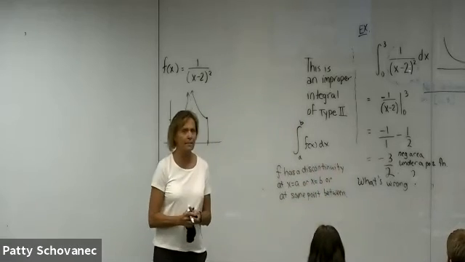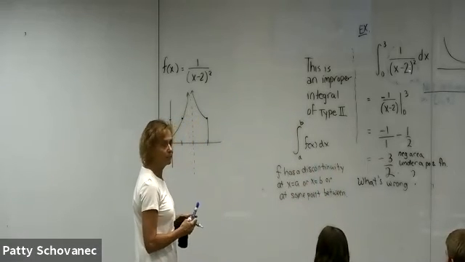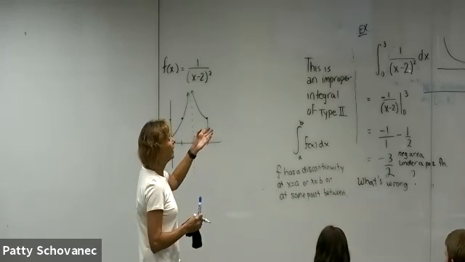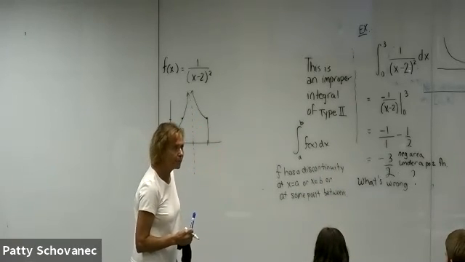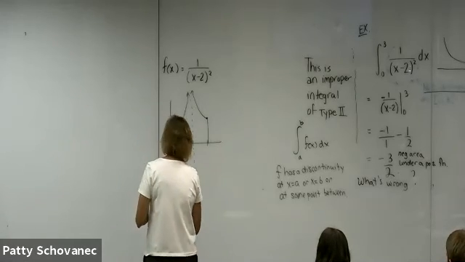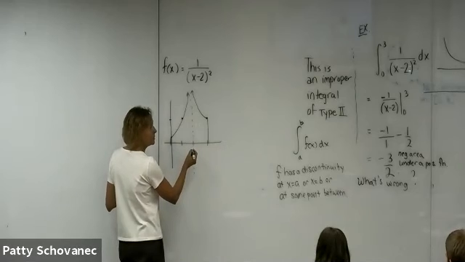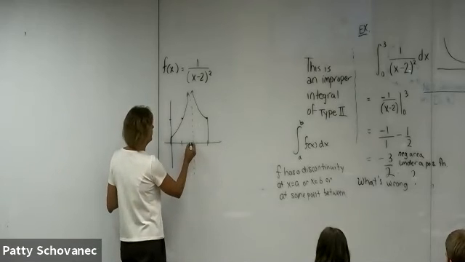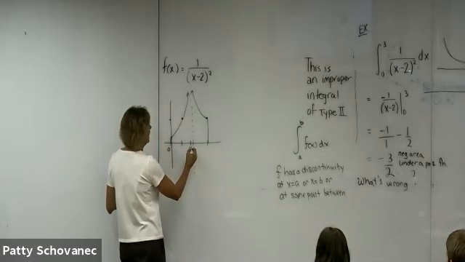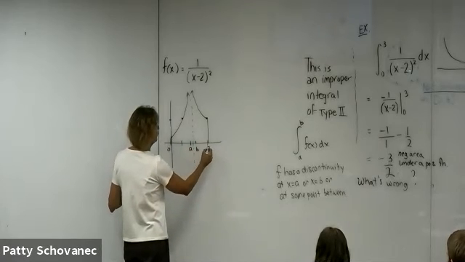But just because it's improper doesn't mean that it becomes infinite or has no value. There are improper integrals that have a value. And here's what we're going to do. We're going to break this integral up into two pieces. I'm going to integrate from 0 to say A, and then I'm going to integrate from B to 3.